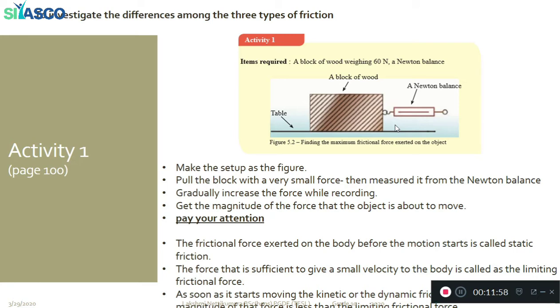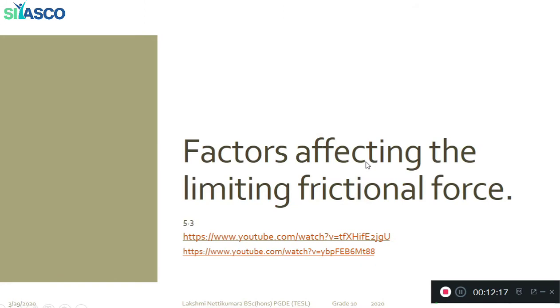When you increase the force after the limiting frictional force, or as soon as the body starts to move, you may feel that you do not need as much force as earlier. That means the dynamic friction is less than the limiting frictional force. I have mentioned it in the earlier slides also.